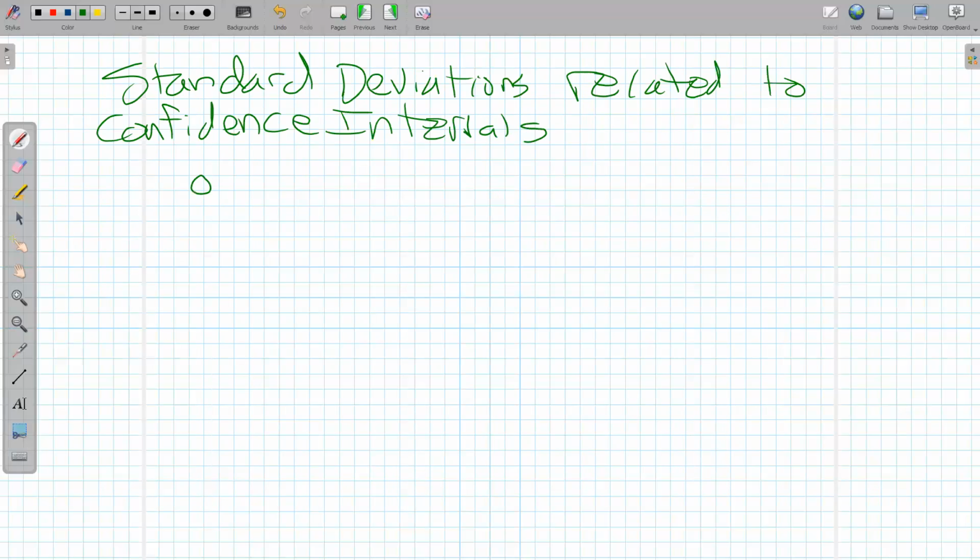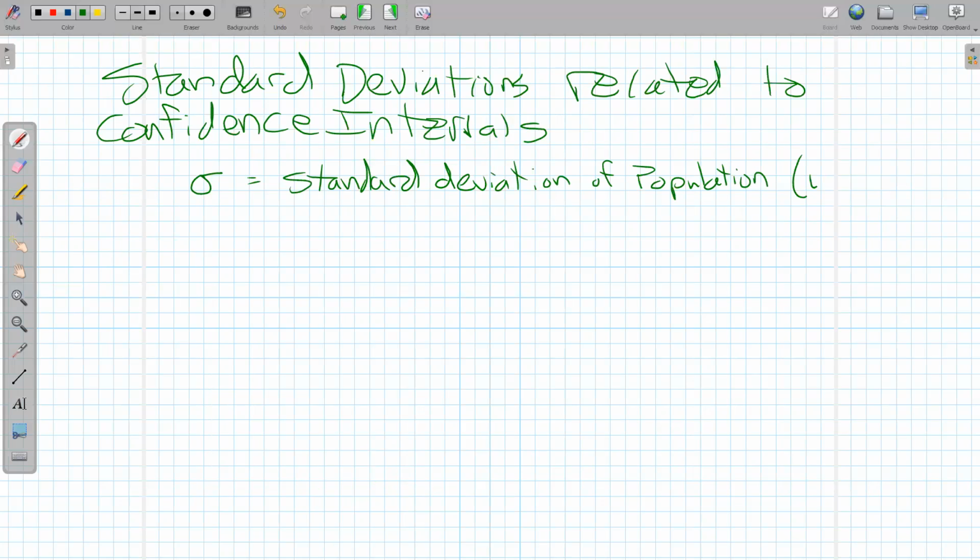So we have what's called sigma. That's the standard deviation of the population. Remember, standard deviation is the measure of average spread of a data set or population. Generally, this number is not known.